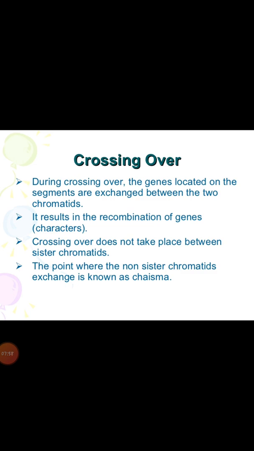It results in recombination of genes taking place, that is, recombination of characters. Crossing over does not take place between sister chromatids. Crossing over takes place only between non-sister chromatids. The point where the non-sister chromatids exchange is known as chiasma, or chiasmata.